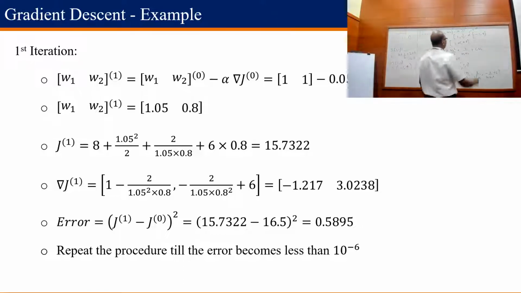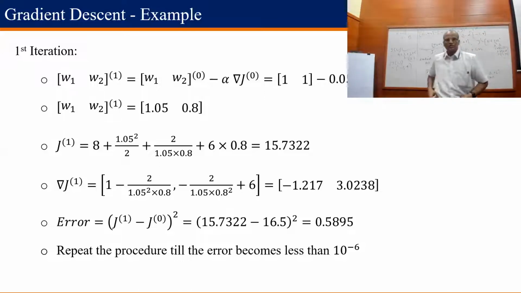Now you calculate the J of 1. J of 1 is 8 plus 1.05 whole square by 2 plus 2 by 1.05 into 0.8, plus 6 into 0.8. I think Baki Harish has worked it out. It's about 15.7. So it's good, we made some progress. From 16.5, we came down to 15.73.